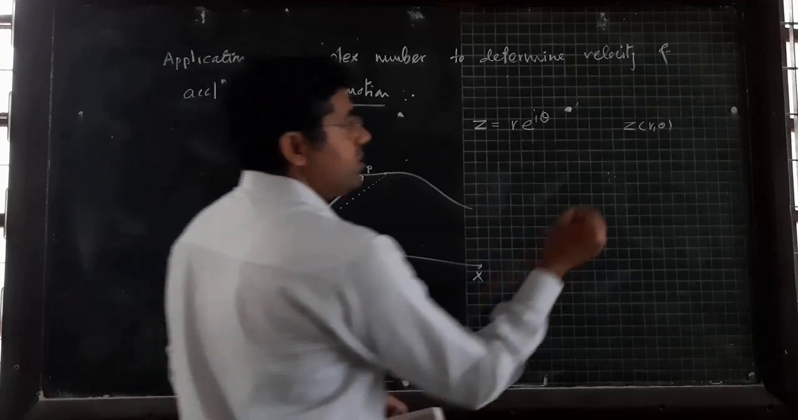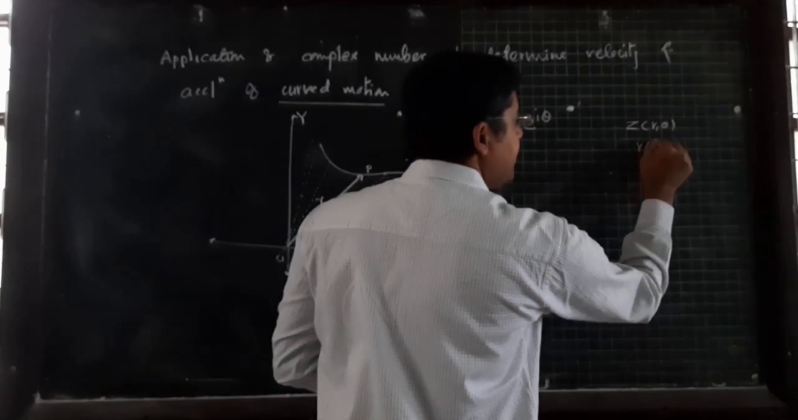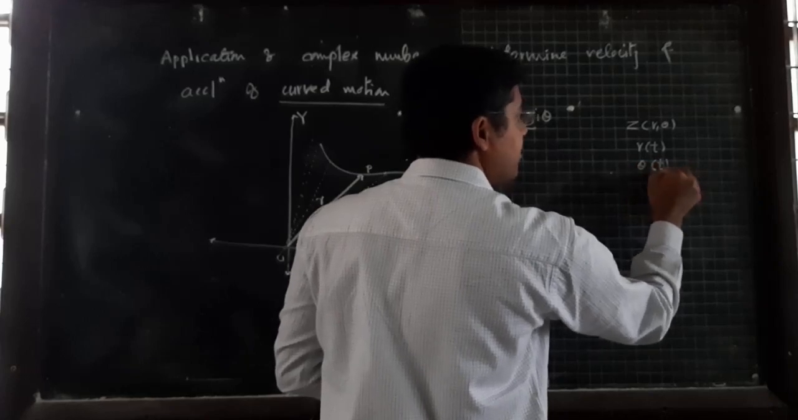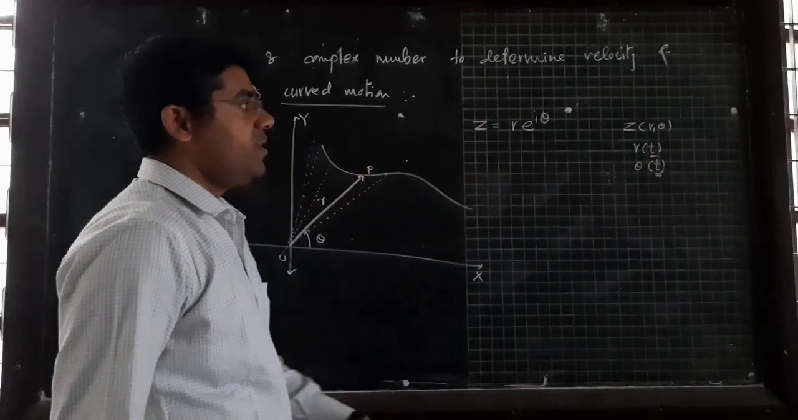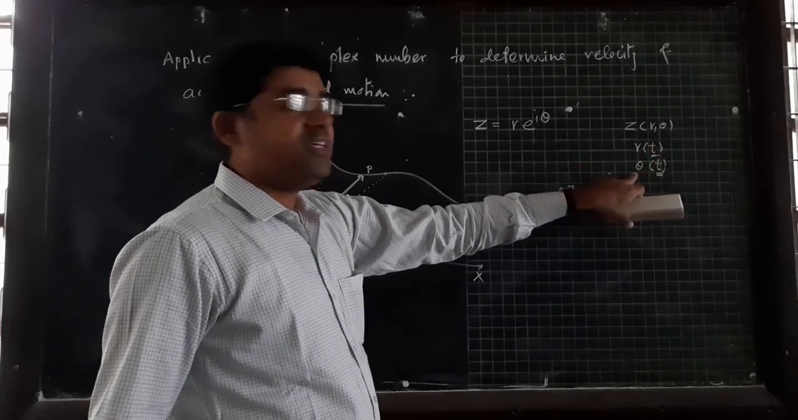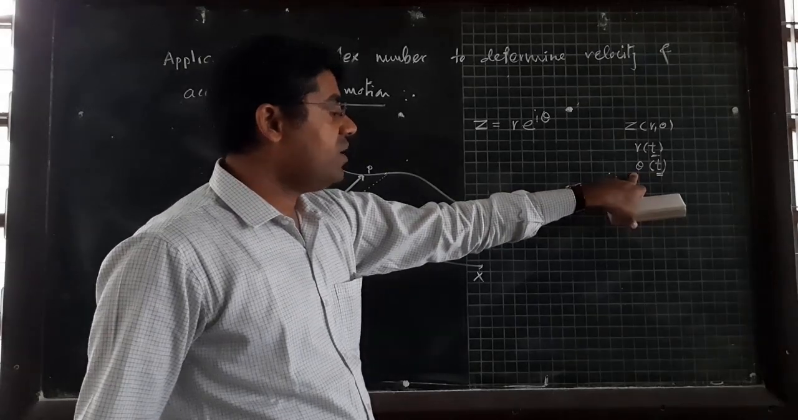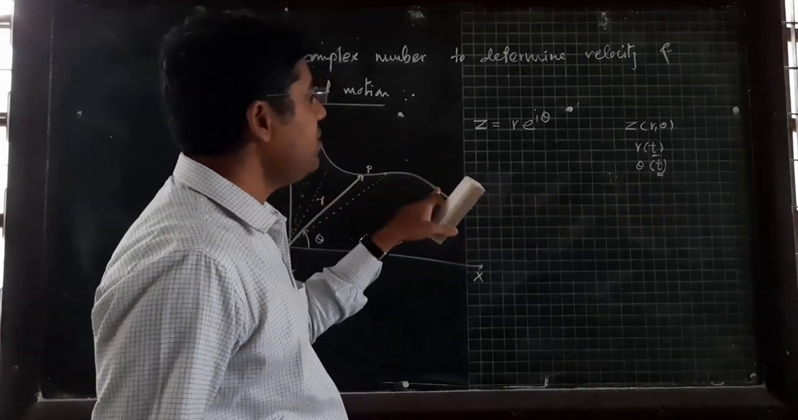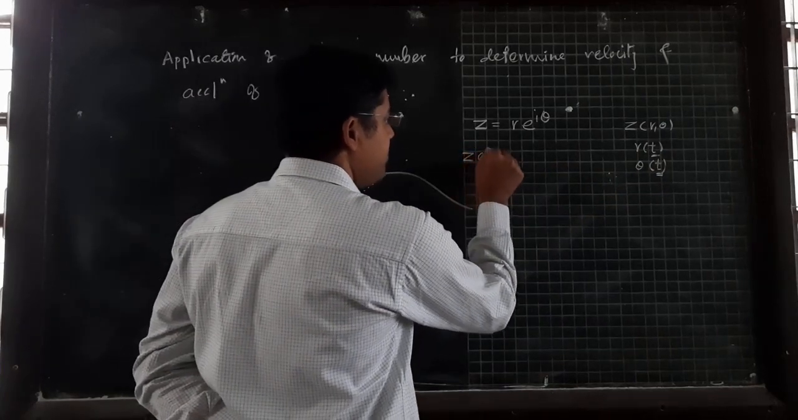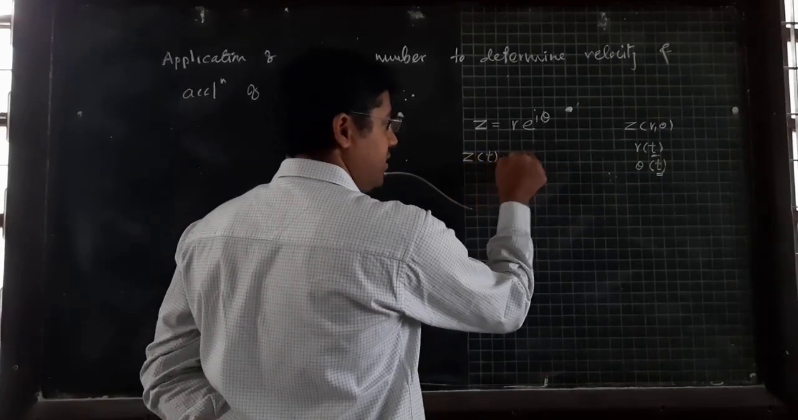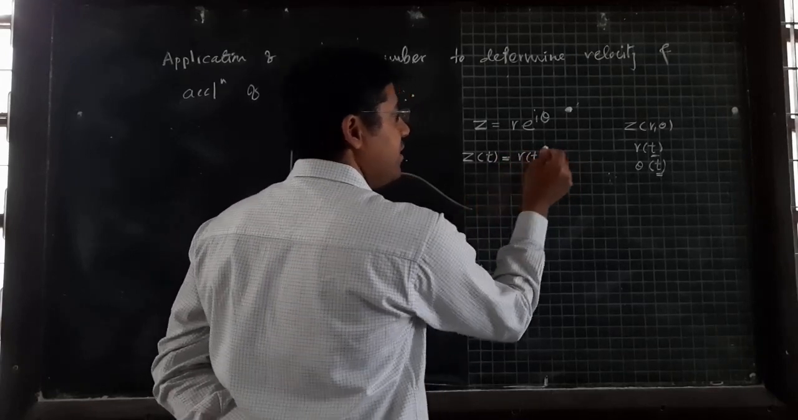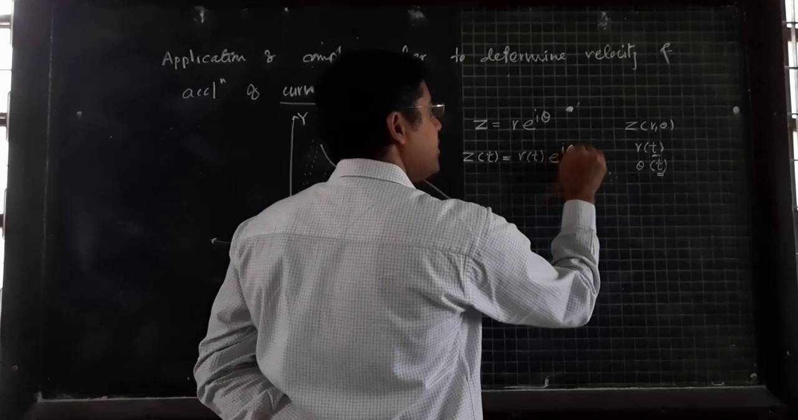So r and theta are functions of time. With respect to time, r will change and theta also changes, with the object's motion. So automatically your z, the complex number, is a function of t. Z equals r of t times e raised to i theta of t.